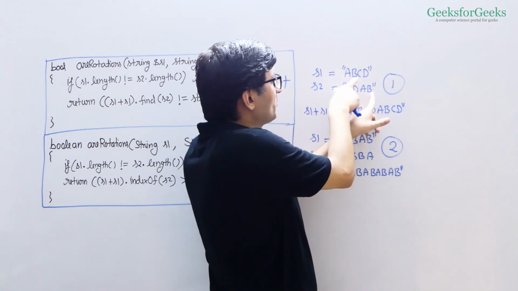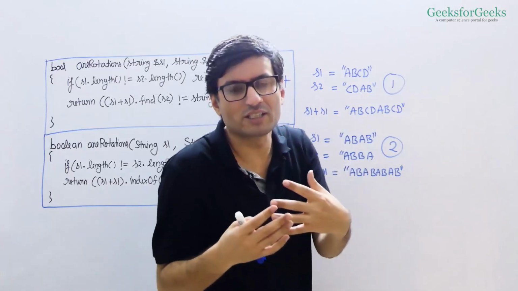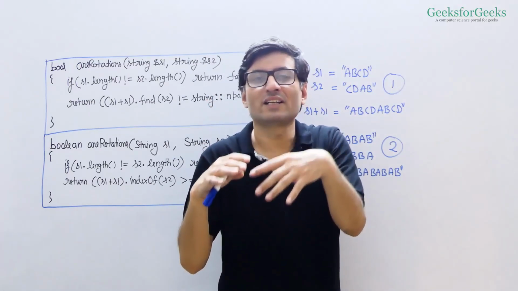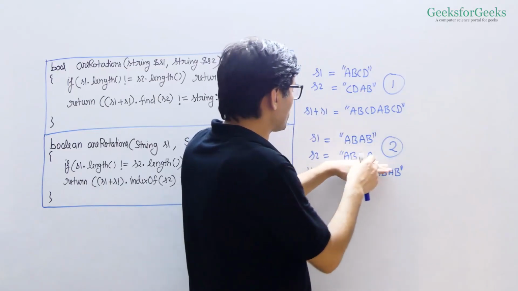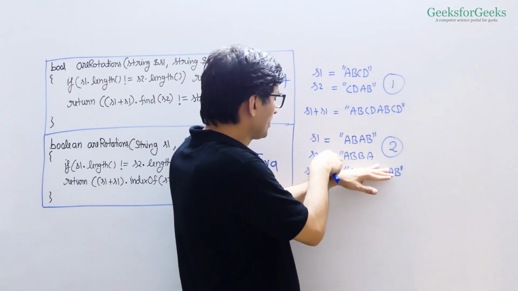Then I'll match A with A, B with B, right? So I found S2 in S1. So I'll say S2 and S1 are rotations of each other. Similarly, if I try the second example, I'll search for S2 in S1.